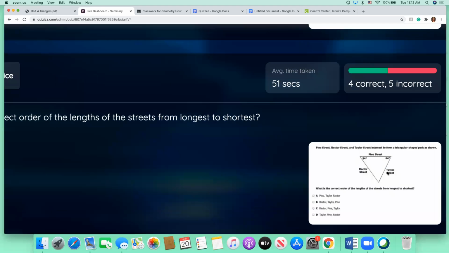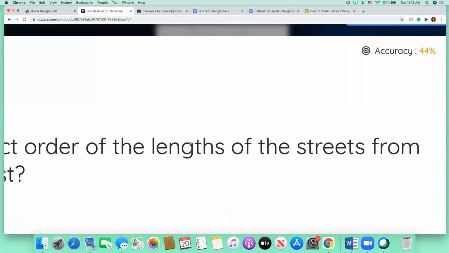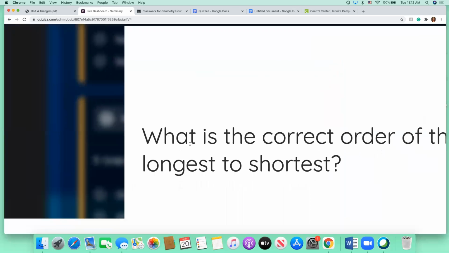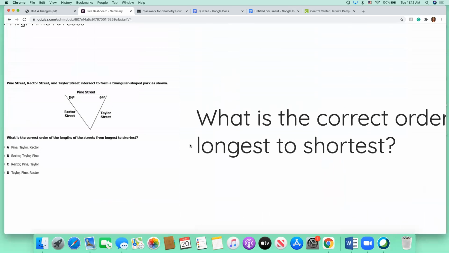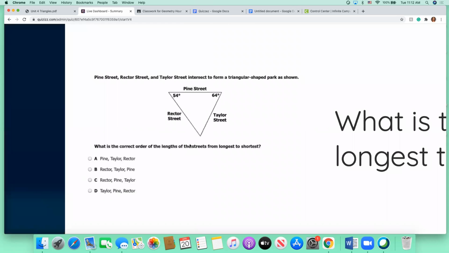This one was pretty difficult to see up here. So we want the sides from longest to shortest. Let me zoom in on it. The first thing we need to figure out is what that missing angle is. So we can take 180 minus 54 minus 64, and you're left with 62.